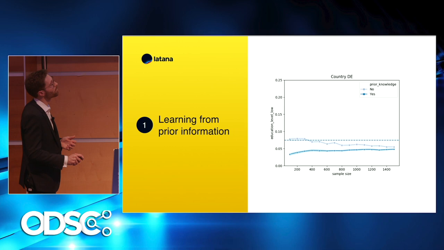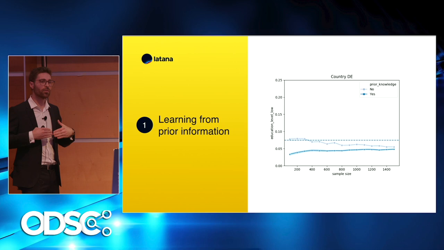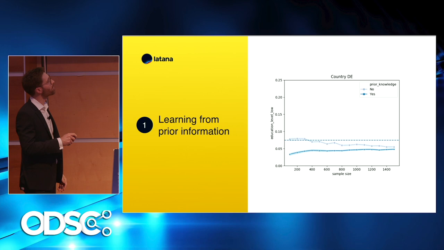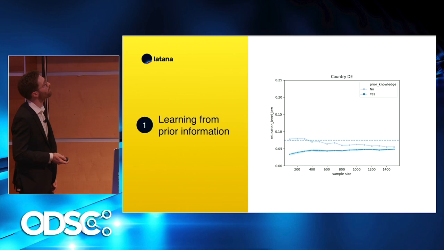If you have prior information, what the model basically does is offset the estimate from the past wave and then explore around it. The estimate of the past wave was probably around 4%, and it explores more around this 4% and then converges to the 5% a lot faster. So even if you only had a sample of around 500 people here, you would already have basically the true estimate.